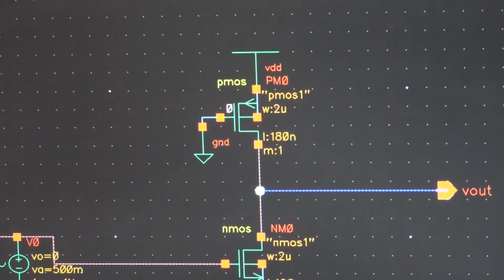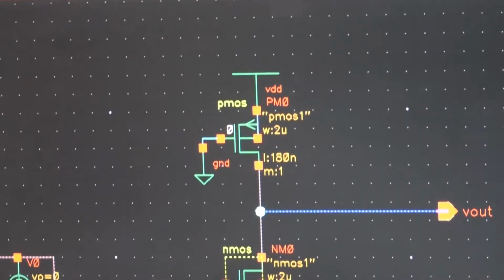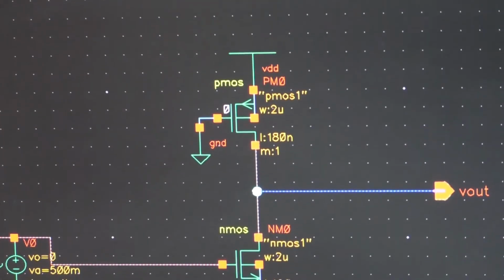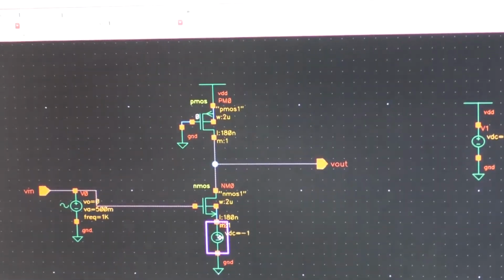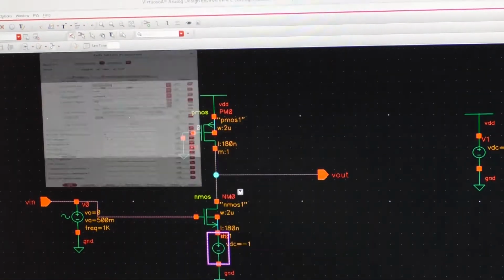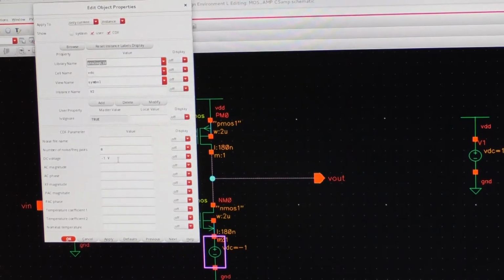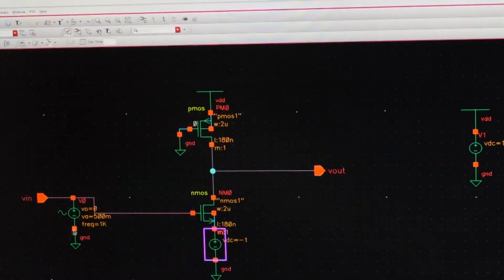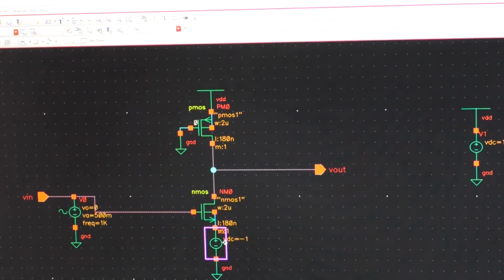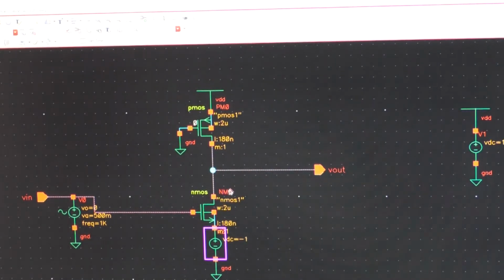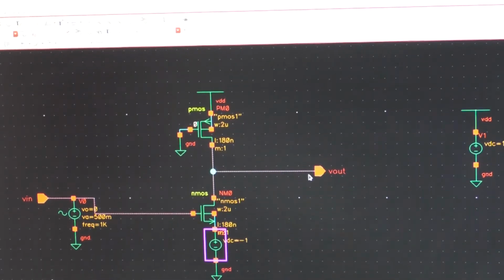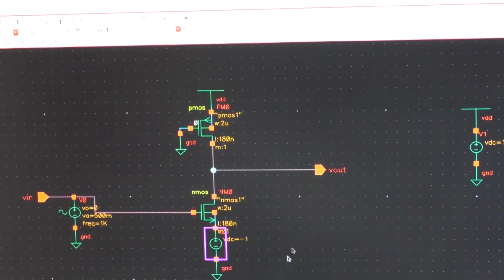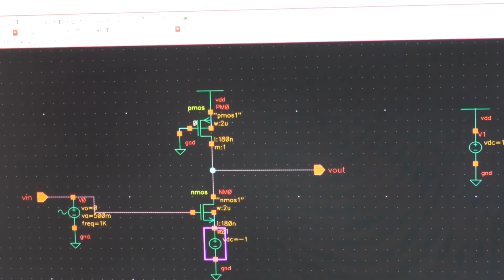And a bias voltage of minus 1 volt is applied to the source of the N MOSFET. So this is minus 1 volt. You can see here the properties. This is minus 1 volt. So minus 1 volt has been applied here, and the output is taken from this point. So output is taken from the drain and source, and input is applied to gate and source. So you can see very clearly that the source is common to input and output. That is why this is called the common source amplifier.